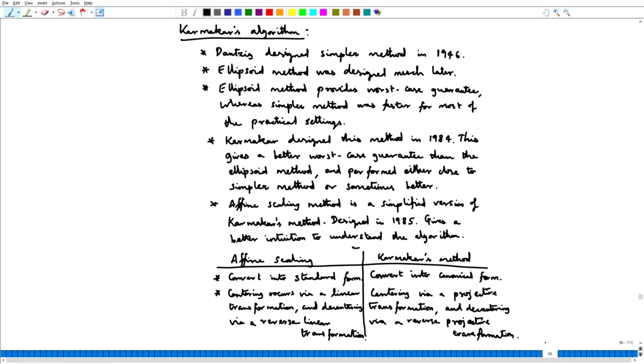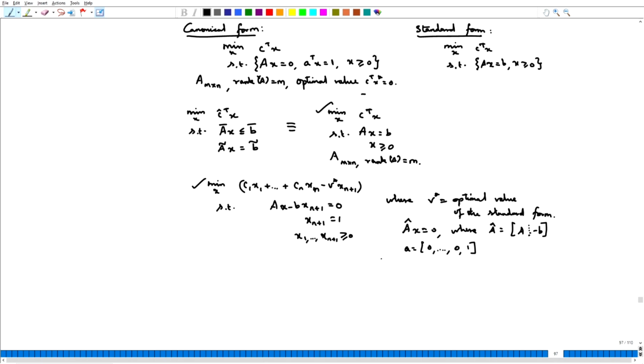So, we have converted the given problem to the canonical form. Now, how do we do the centering, decentering and all that, right. That is something we will go ahead with at this point. So, instead of converting it to standard form, we have converted it into canonical form. Now, the next step is to take an initial point and do centering, but not using the linear transformation, but using a projective transformation. Okay. So, let us do that, but before that I will have to tell you what a projective transformation is.